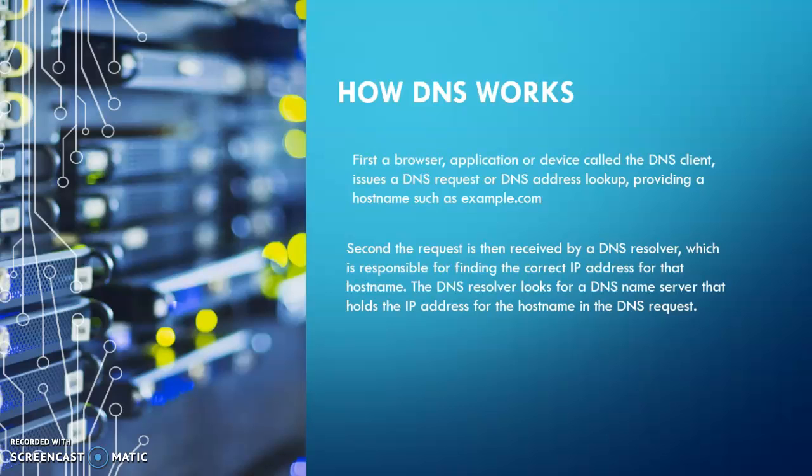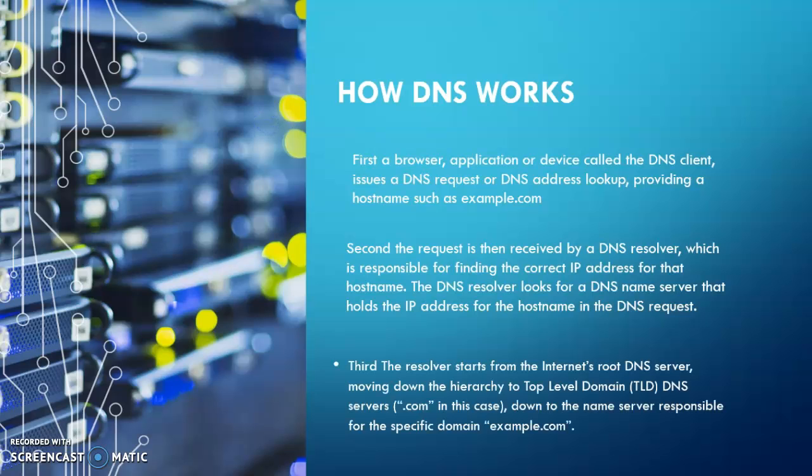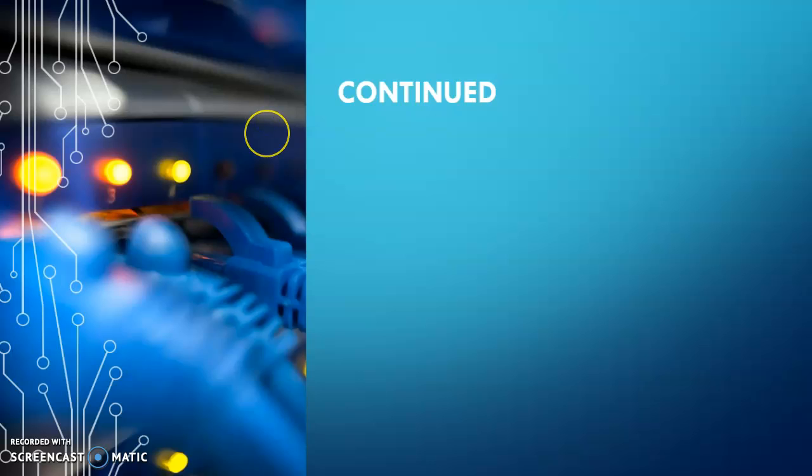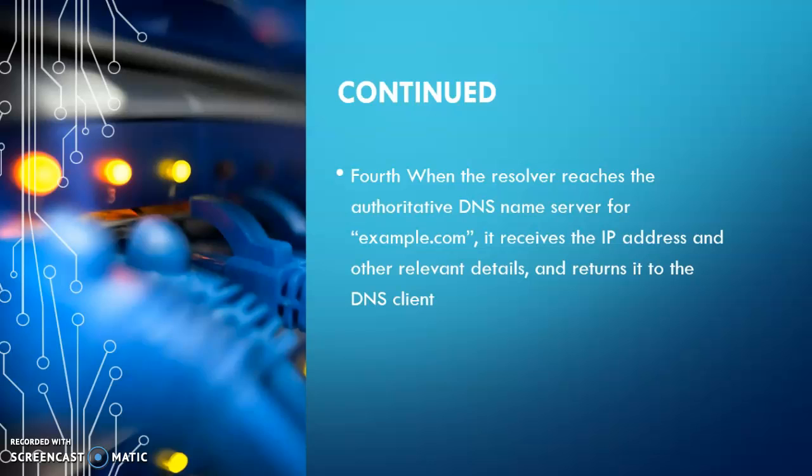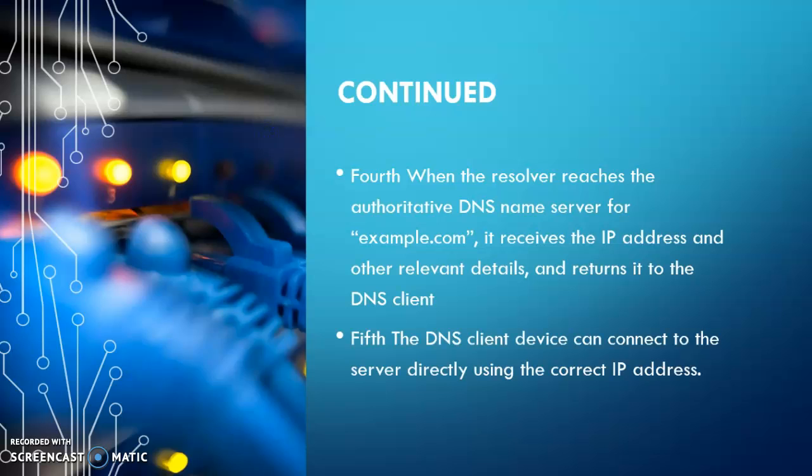The DNS resolver looks for a DNS name server that holds the IP address for that host name in the DNS request. The resolver starts from the internet's root DNS server, moving down the hierarchy to top-level domain DNS servers, down to the name server responsible for the specific domain, being example.com, or for this sake, youtube.com. That means it works its way down the tree until it finds the IP address associated with the host name that you are searching. When the resolver reaches the authoritative DNS name server for example.com or youtube.com, it receives the IP address and other relevant details and then returns it to the DNS client. After it returns to the DNS client, the device can connect to the server directly using the correct IP address.